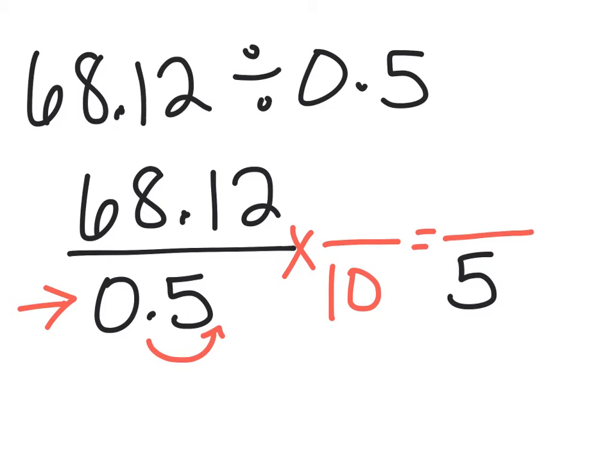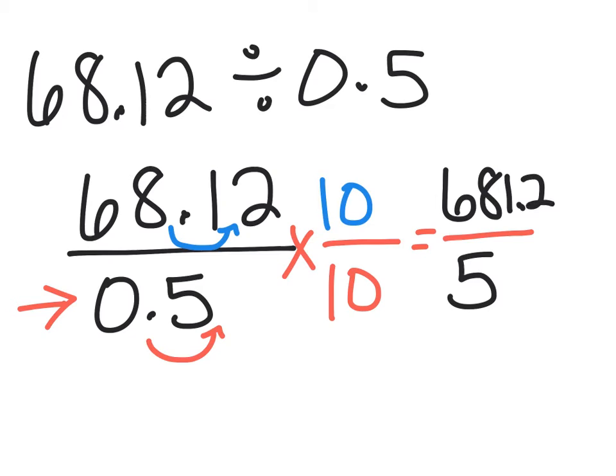And then I need to do the same thing at the top. I would move this one place to the right and multiply this by 10, which means my new number would be 681 and 2 tenths. Rewrite the problem: 681 and 2 tenths divided by 5.